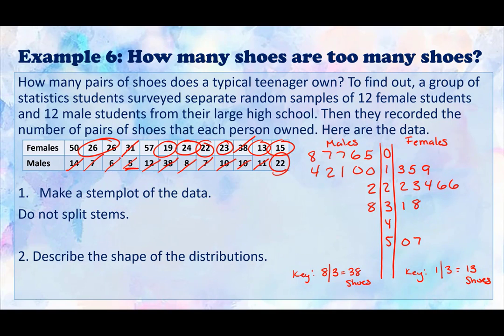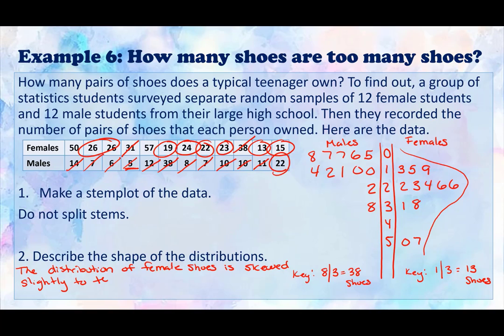Now we want to describe the shapes of the distribution. So when you're looking at a distribution, I like to draw these little lines here. And if you turn it sideways, you can kind of see that this is slightly skewed to the right. So the distribution of female shoes is skewed slightly to the right.